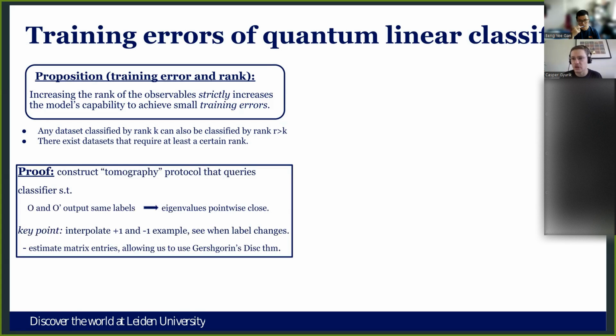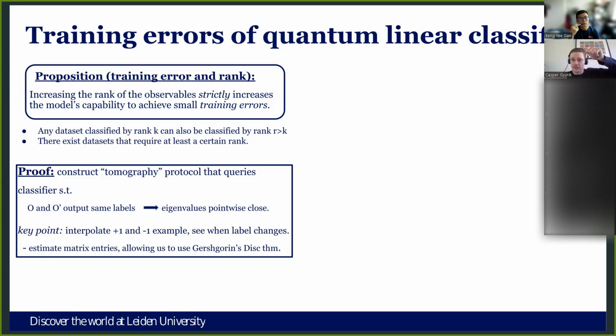So how does the proof go? Again, I'm going to sketch it a bit. What we were able to do is construct a tomography protocol, which allows you to query the observable, the classifier. So really, you're just getting pluses and minus ones. You're not getting raw expectation values. You're not getting any other information. You're just getting, does my classifier say +1 or -1 to this data point?